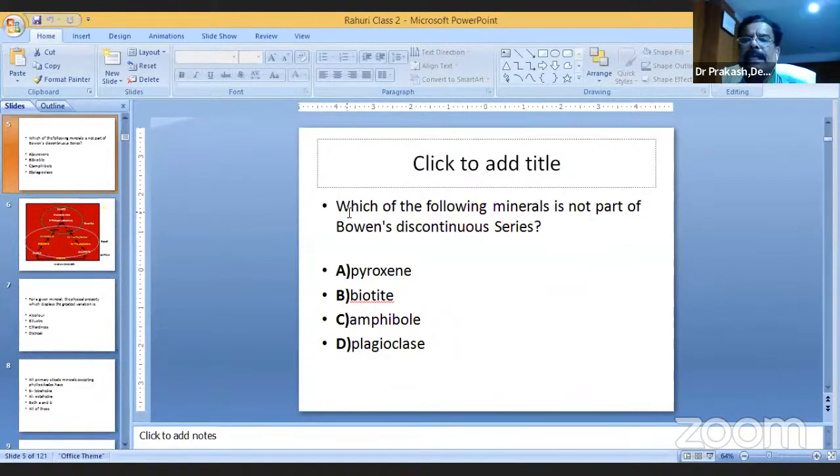Here the continuous series minerals start from anorthite to albite. Discontinuous series start from olivine and end with biotite. So now we have pyroxene, augite, then biotite mica, amphibole represented by hornblende. They are all part of the discontinuous series and are ferromagnesian minerals. So hence the correct answer is plagioclase. Clear? Is it clear? Yes, sir.